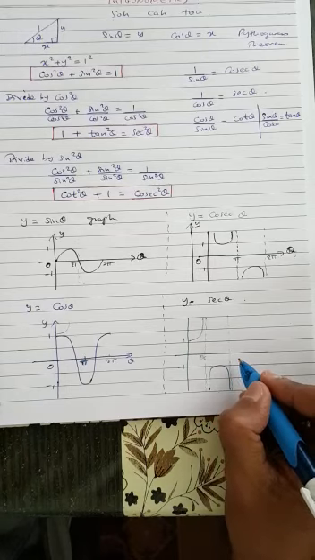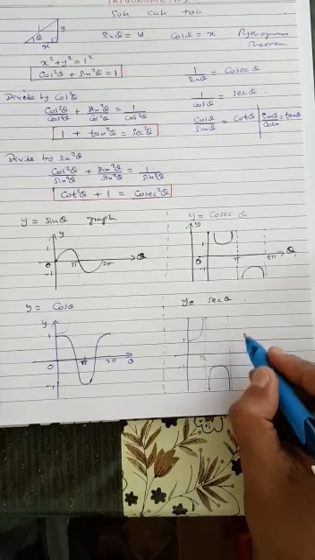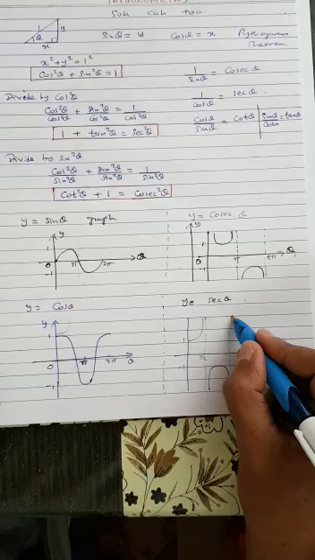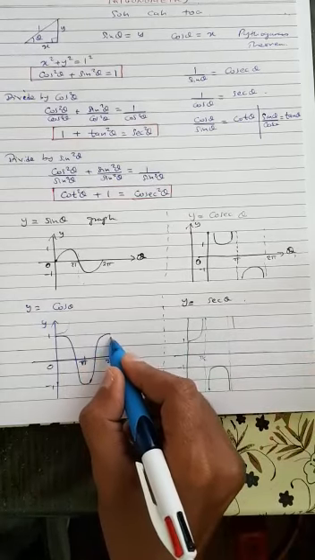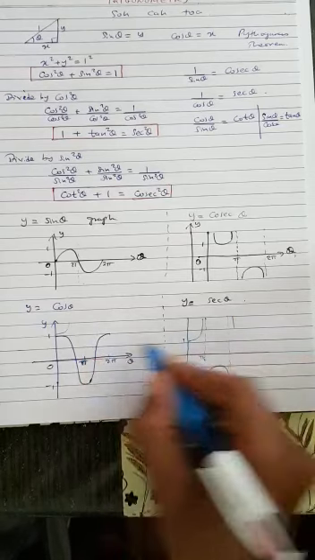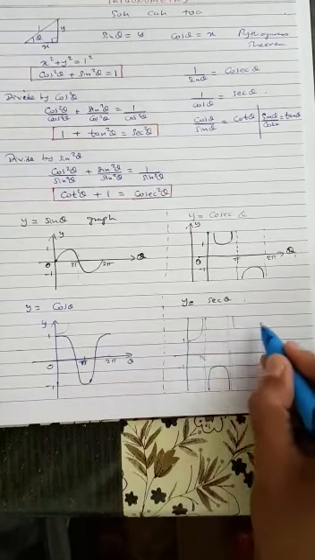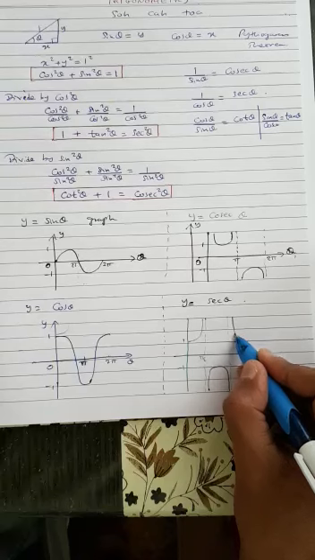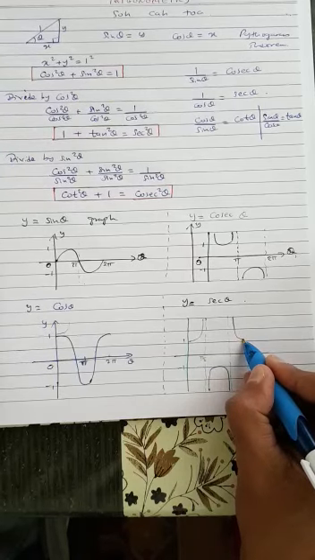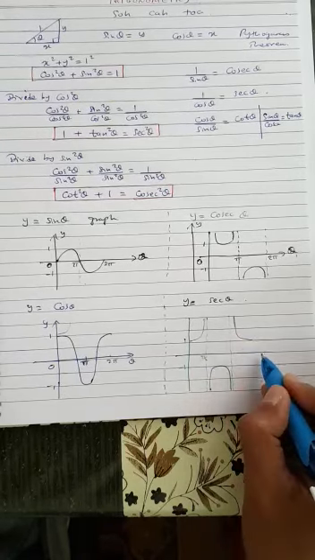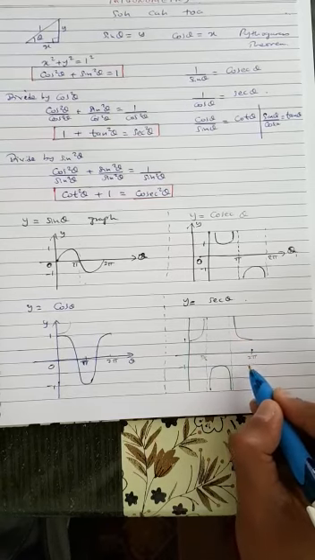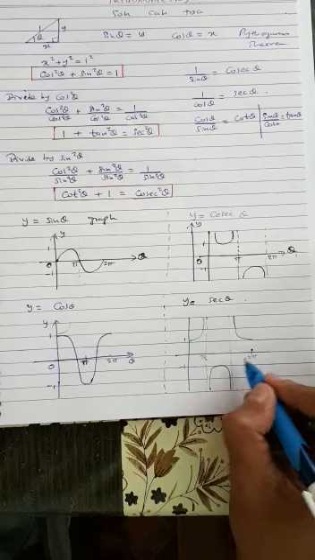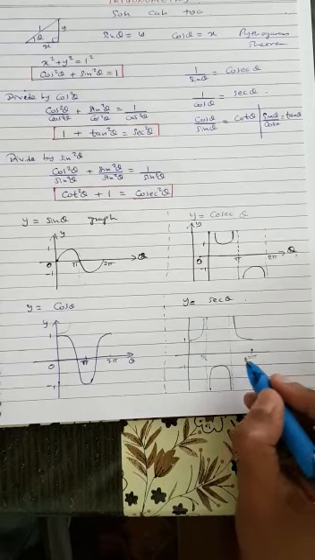Then the graph will go something like this over here, because if the graph continues, it goes like this, and like this, and then this goes all the way to 2 pi.